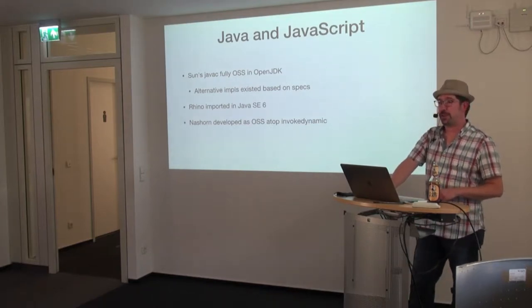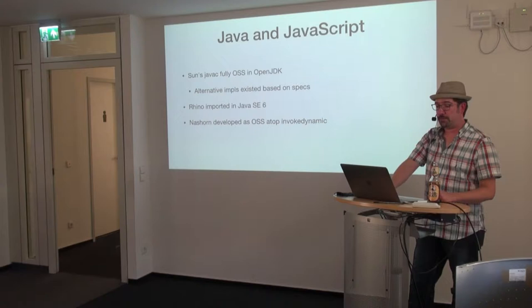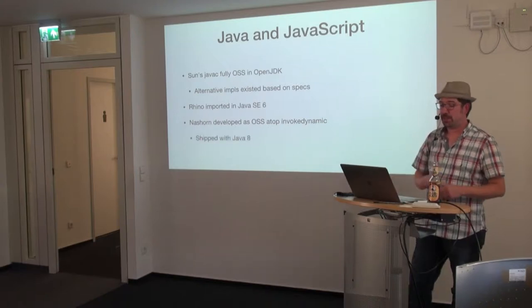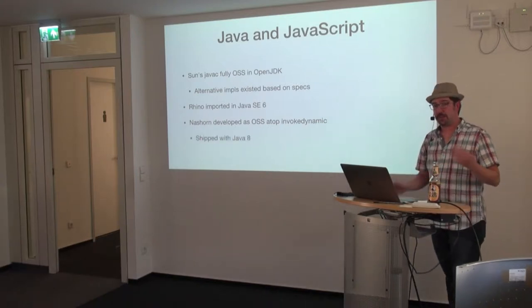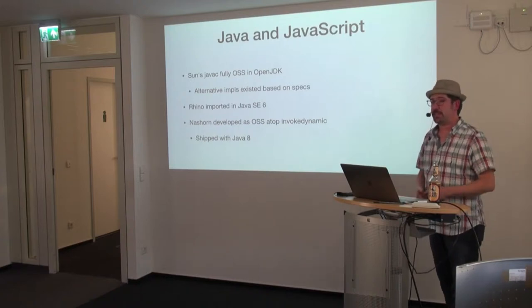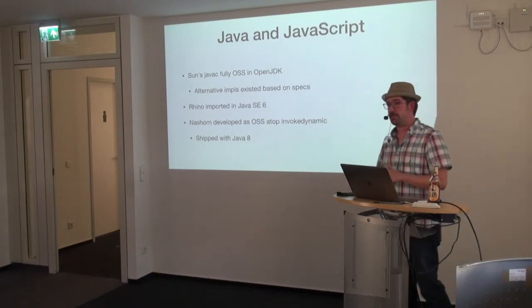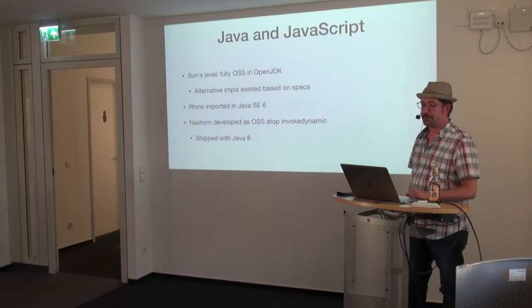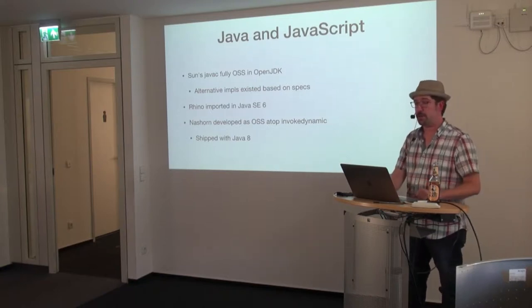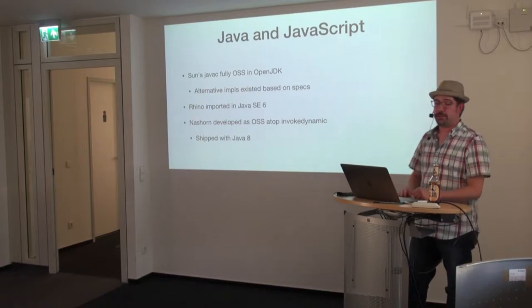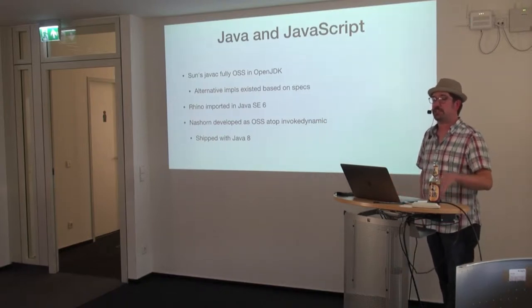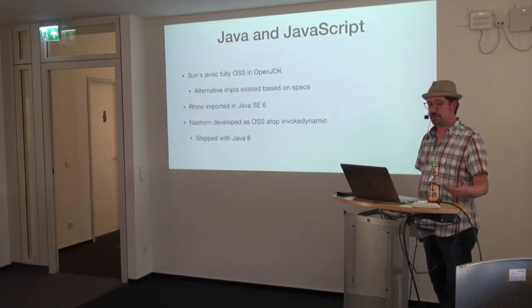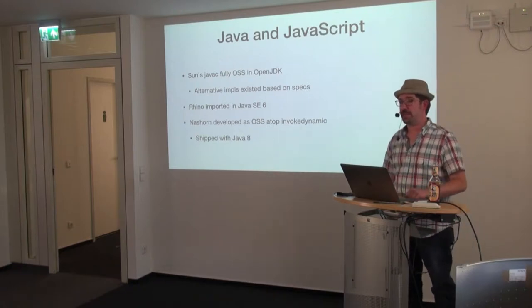So Oracle started working after Invoke Dynamic came along on the Nashorn implementation. This used Invoke Dynamic very heavily. In many benchmarks, it can get close to V8 as far as performance, and this ships with every version of Java since Java 8. But again, all implemented in the open. Nashorn was not done closed source. It was not intended to be a commercial feature. This was done in the open from the beginning.